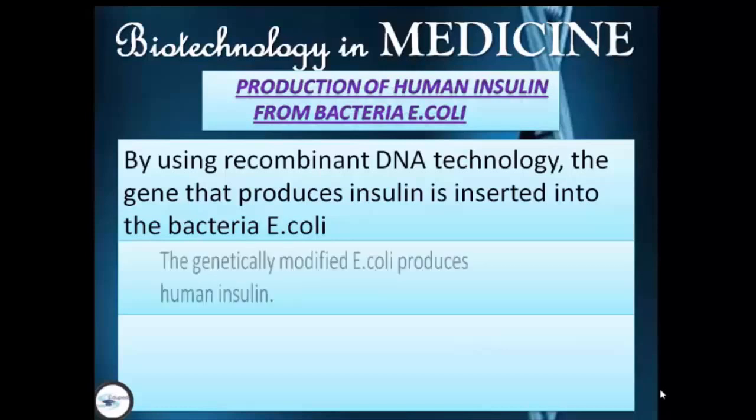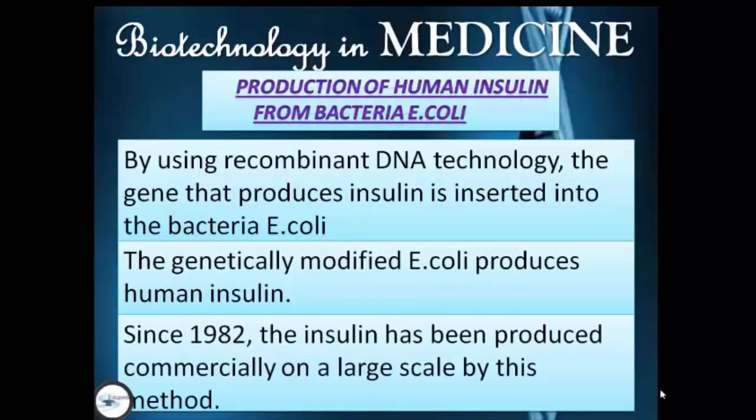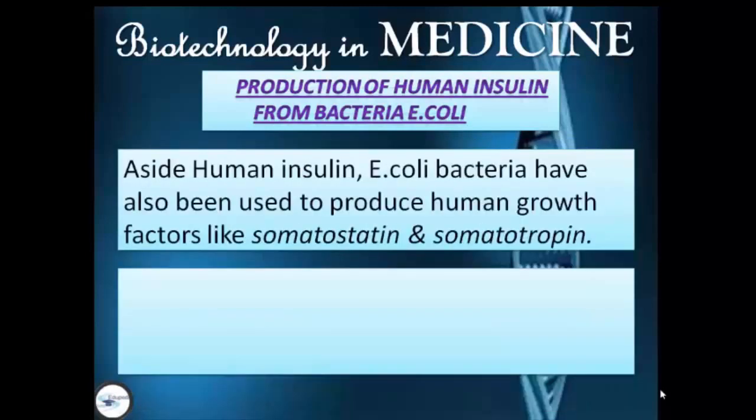into the bacteria E. coli, and the genetically modified E. coli produces human insulin. Since 1982, insulin has been produced commercially on a large scale by this method. Aside from human insulin, E. coli bacteria have also been used to produce human growth factors like somatostatin and somatotropin.